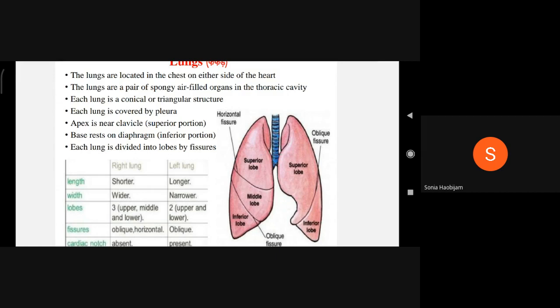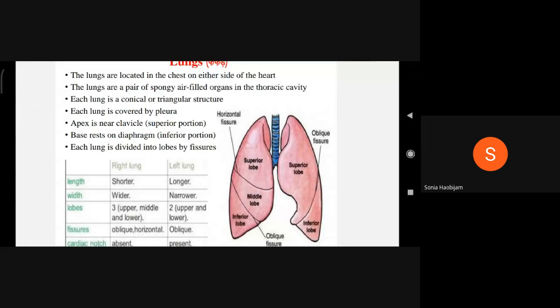We have already seen and discussed the structure, function, and location of the diaphragm in the muscular system, right? So, the diaphragm was separating which two cavities? Abdominal and thoracic. Yes, very good. So, above the diaphragm is the thoracic cavity, and the thoracic cavity is filled by lungs and heart. So, these lungs are resting on the diaphragm.